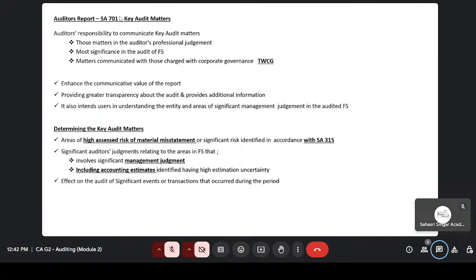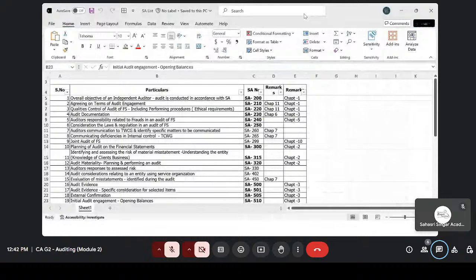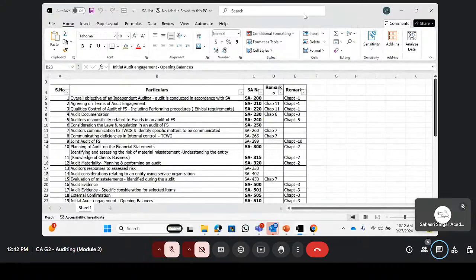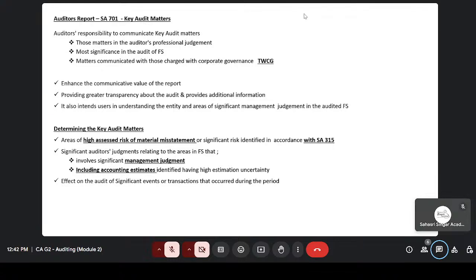Auditor's responsibility to communicate key audit matters. One among the points is those matters that, in the auditor's professional judgment, were of most significance in the audit of the financial statements. The professional judgment you might have taken, or management might have taken, you should have the chance to discuss. Then, the matters communicated with those charged with corporate governance, TCWG, which is SA 260. SA 260 is one of the auditor's communications to be made with those charged with corporate governance. So these are the topics of the key audit matters.